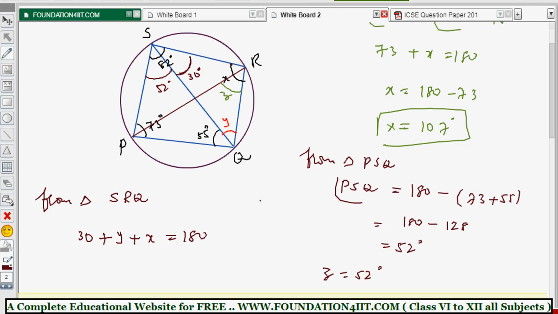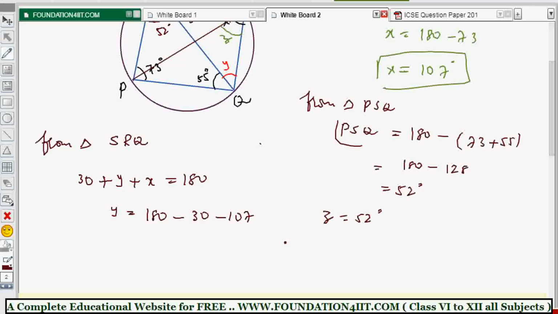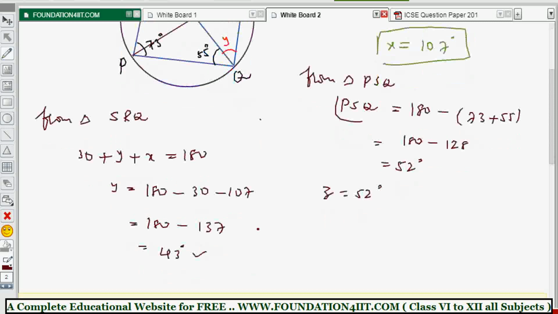Okay, this total is X and this total is Y. This total is 30. So already we got X value is 107. Then Y is equal to 180 minus 30 minus 107. Okay, the X value substitute here. Then that is equal to 180 minus 137. So 180 minus 137 is 40. Right, that's it. Just only the angle sum property applied, which is required.